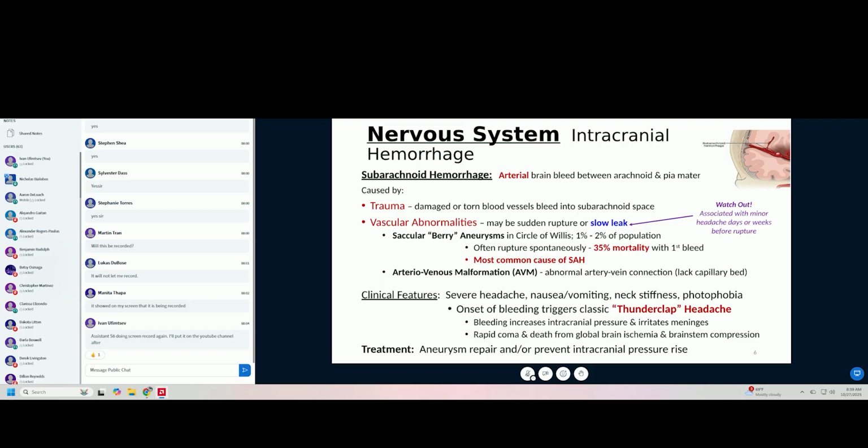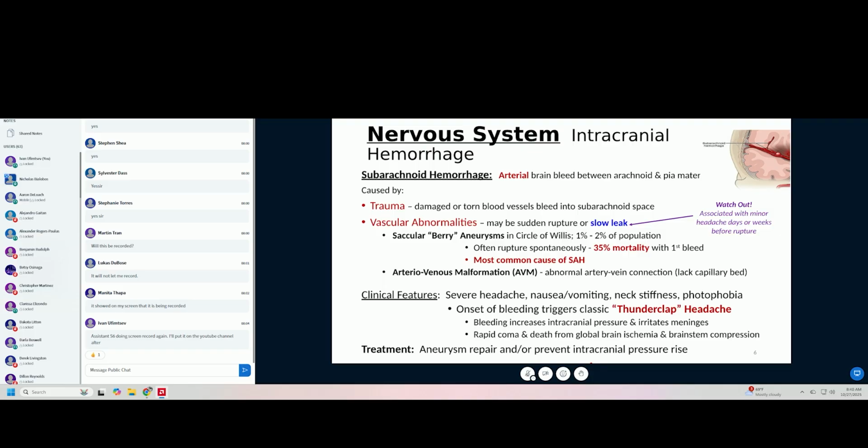This can happen several different ways. You can have trauma, which, if you have significant trauma to the head, can tear those vessels between that region. So that's one way it can happen. Or, and more commonly, you're going to have these vascular abnormalities. If you recall last block, we talked about those saccular, those berry aneurysms that happen in the circle of Willis. This is the most common cause of subarachnoid hemorrhages. And remember, patients may not know they have this, and then all of a sudden this thing ruptures, and now they're having the very, very severe headache, and I'll talk about that here in a sec.